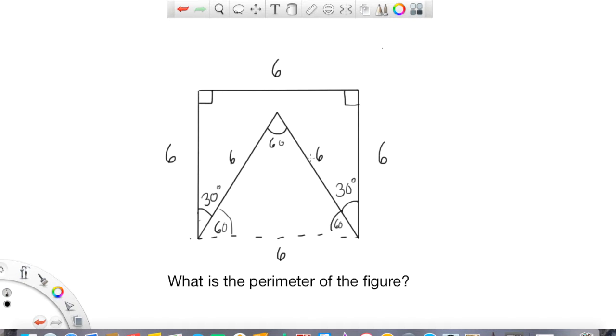The perimeter of the figure is this side, and this side, plus these two as well. So 6 times 1, 2, 3, 4, 5. 6 times 5, the perimeter of this figure is 30. Now, that's a problem that seems easy once we've made this dotted line part of the situation.